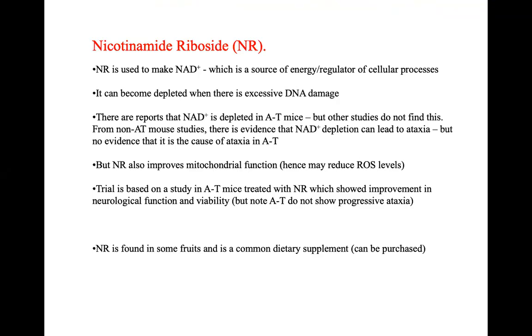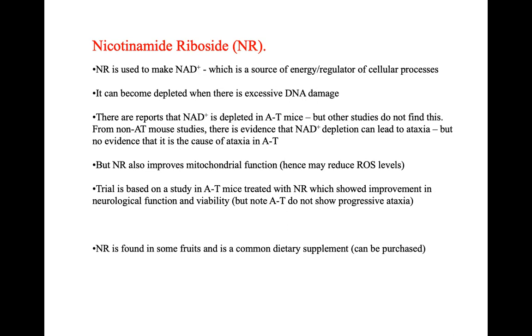Okay, so the last trial involving several patients is on a compound called nicotinamide riboside. And nicotinamide riboside, I'm going to call it NR, is used to make something called NAD+. And this is another source of energy and a regulator of many cellular processes. There is evidence that it can become depleted in certain cells when there's excess damage.